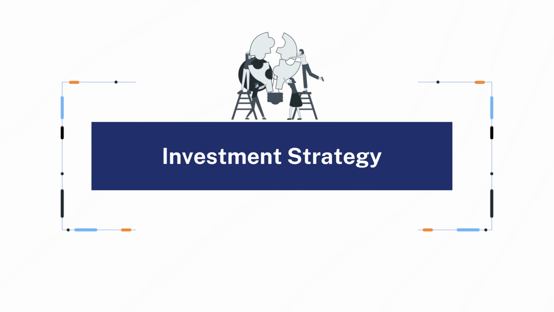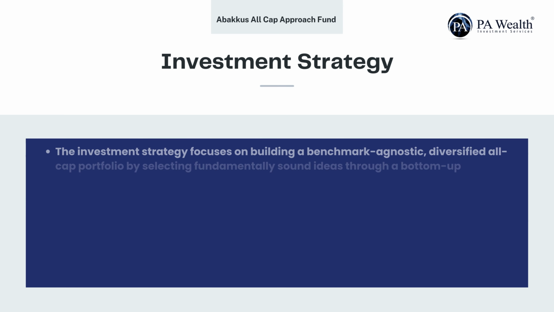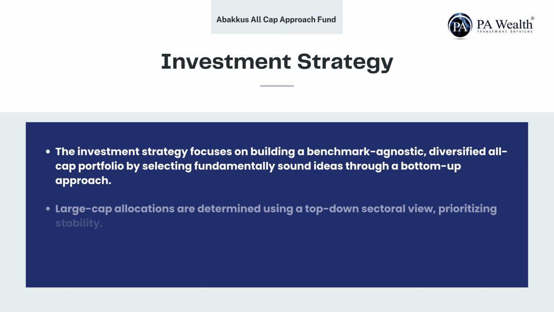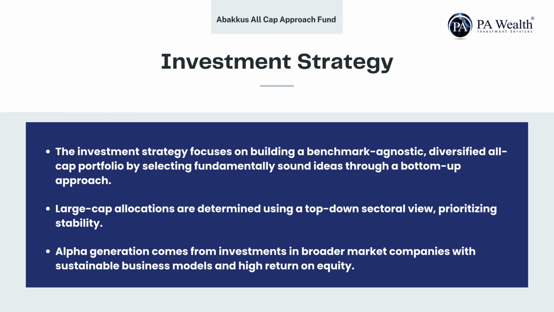Now, let's move on to the investment strategy. The investment strategy focuses on building a benchmark-agnostic, diversified all-cap portfolio by selecting fundamentally sound ideas through a bottom-up approach. Large-cap allocations are determined using a top-down sectoral view, prioritizing stability. Meanwhile, alpha generation comes from investments in broader market companies with sustainable business models and high return on equity.